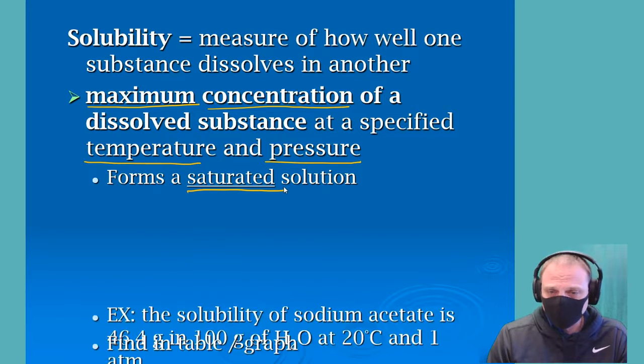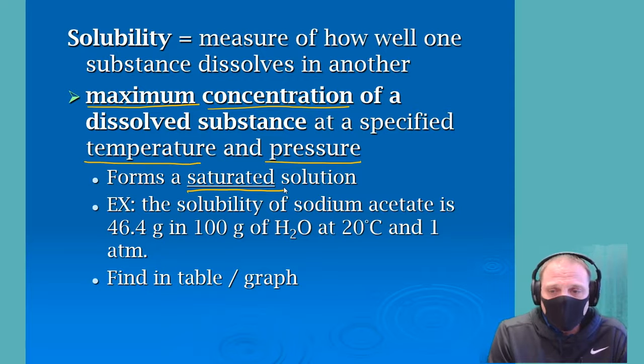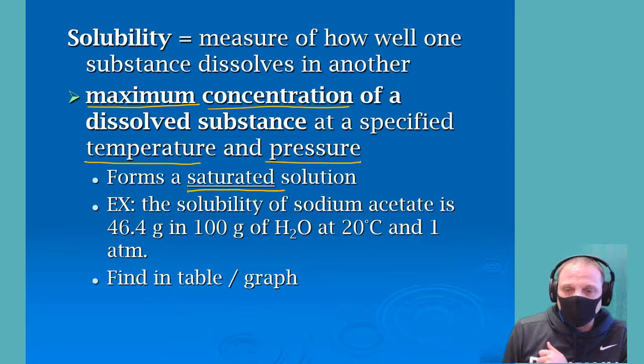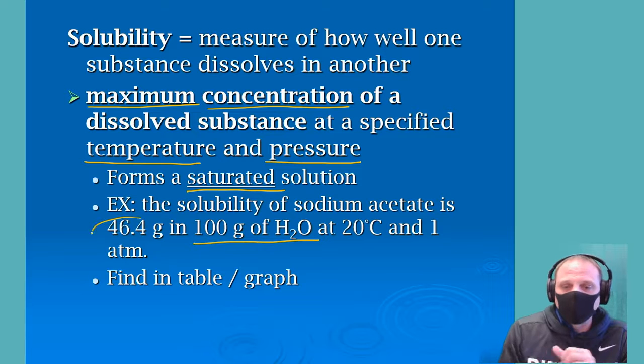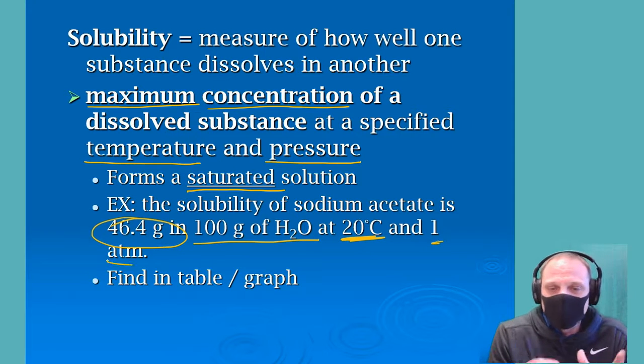So for instance, I could say the solubility of sodium acetate is 46.4 grams in 100 grams of water at 20 degrees Celsius and 1 atmosphere. What does that mean? Well, that means that if I have 100 grams of water, I'm going to be able to take 46.4 grams of sodium acetate and dissolve it in there completely. 20 degrees Celsius has got to be my temperature. 1 atmosphere has got to be my pressure. But my maximum amount that I could dissolve in there will be 46.4 grams at that particular temperature and pressure in 100 grams of water.